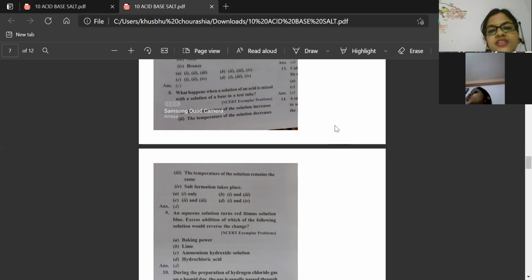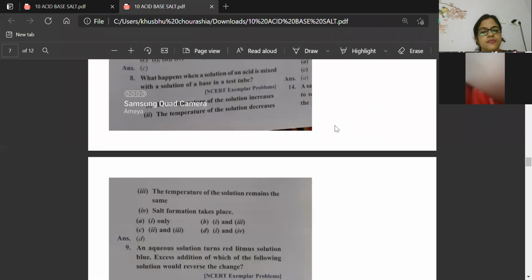What happens when a solution of acid is mixed with a solution of base in a test tube? The temperature of the solution increases, the temperature of the solution decreases, or the temperature of the solution remains the same. The correct answer is D, that is, salt formation takes place. Definitely, we know when acid is mixed with base, salt formation happens. The second important point is that there will be a release of heat, so the temperature of the solution increases.